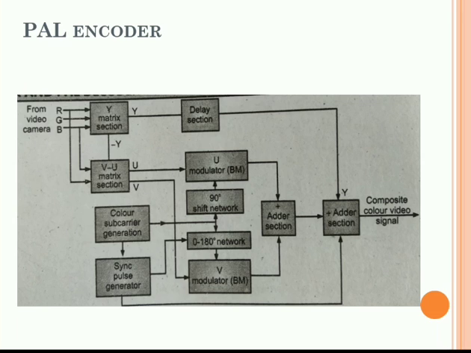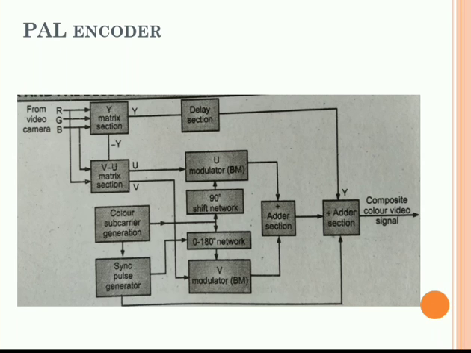R and B signals will be given to the UV matrix section, so that it will produce U and V signals. The U and V signals will be directly given to the modulator box, but the Y signal is given by applying a delay line or delay section in between. After that, U is given to one modulator and V is given to another modulator. We have two modulators here, a U modulator for the U signal and a V modulator for the V signal. We are using two balanced modulators here.